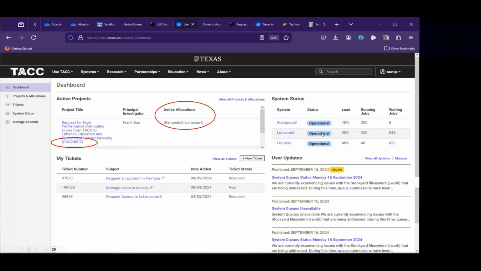Here, the status, you are going to know. You see here, Lonestar, 95% is utilized, and there are 500 jobs waiting in the queue. You don't want to do that. You can probably use our Service 3. That one is 78%, and although there are only 8 jobs, maybe it's just 1 or 2 minutes before it's available for you. So you can find what is best.